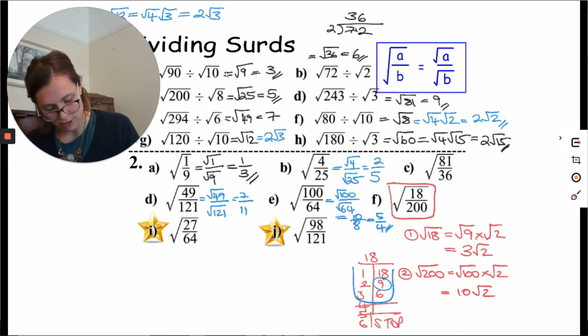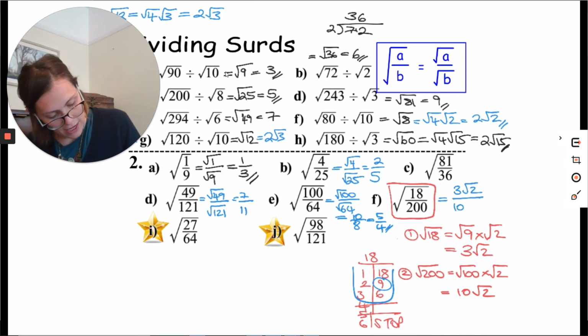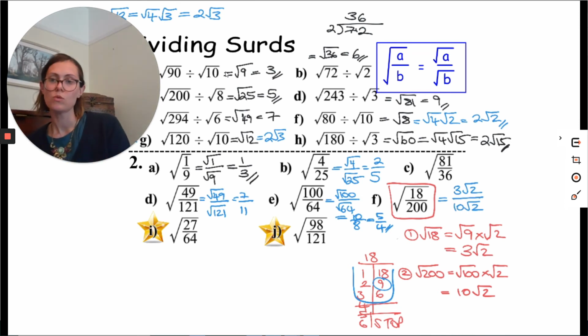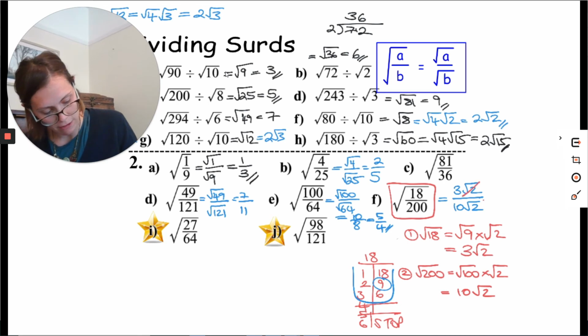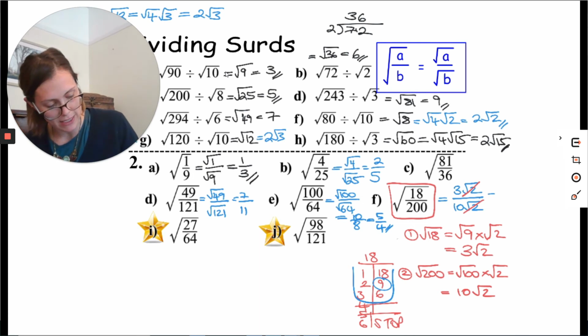This fraction gets rewritten like this. On the top, I have 3 root 2, and on the bottom, I have 10 root 2. Well, because I've got a root 2 on the top and a root 2 on the bottom, they actually cancel each other out to become 1. Any number divided by itself is 1. So this leaves me with, without really doing any division, 3 over 10.